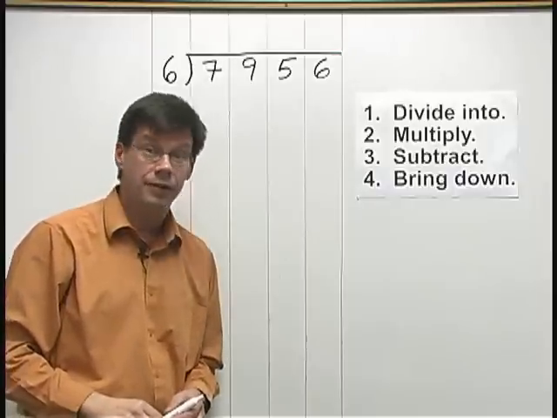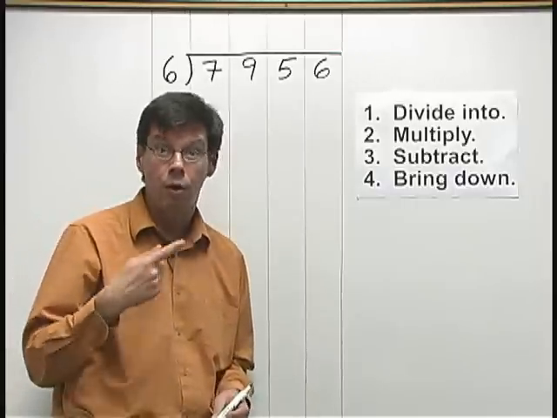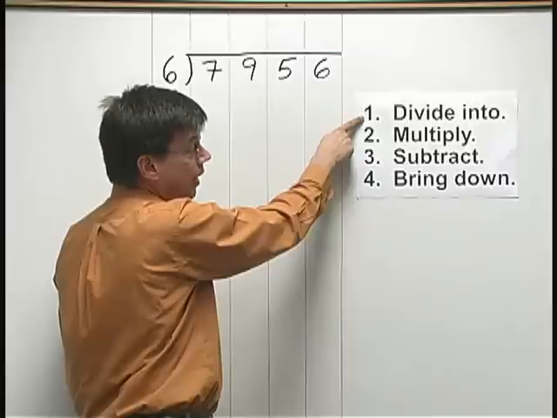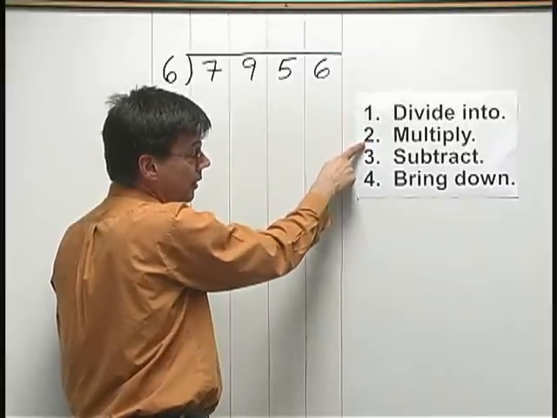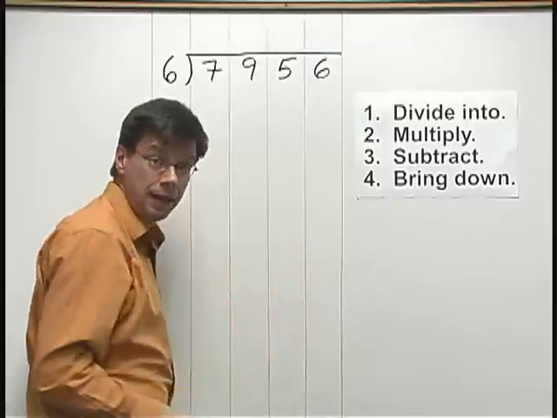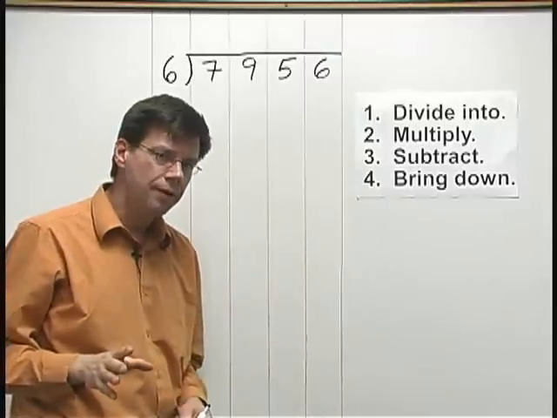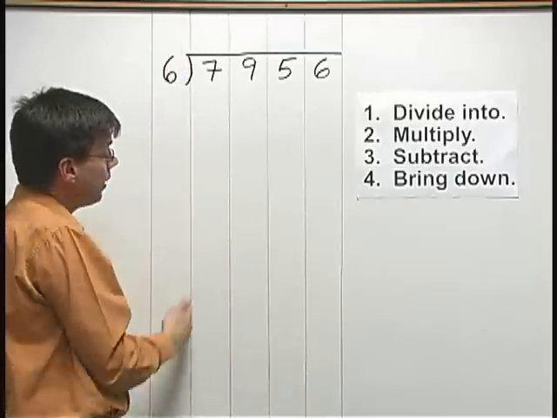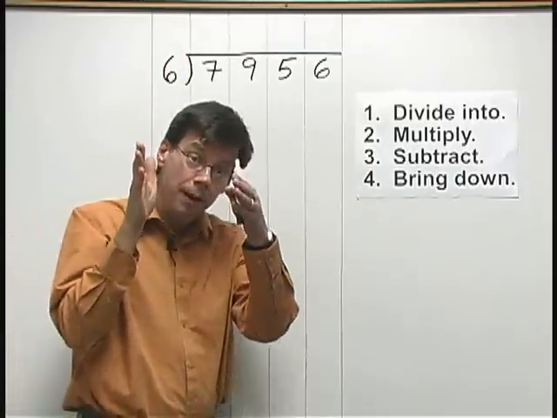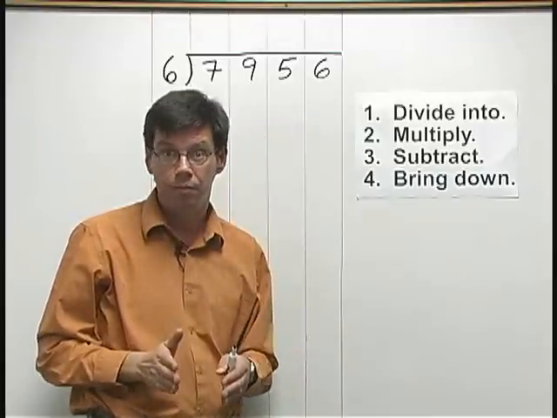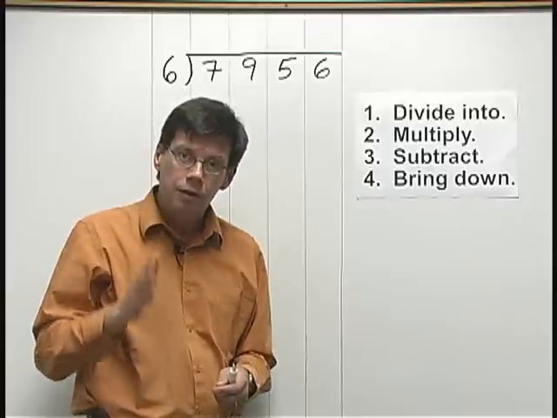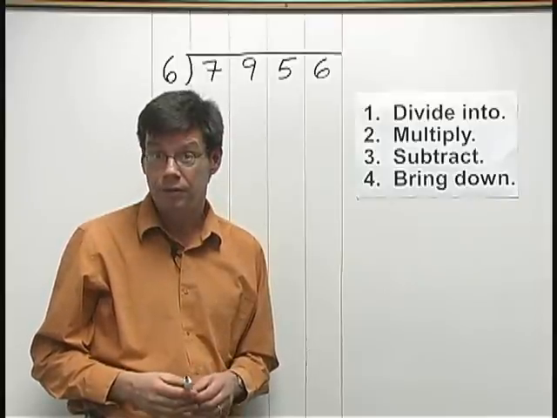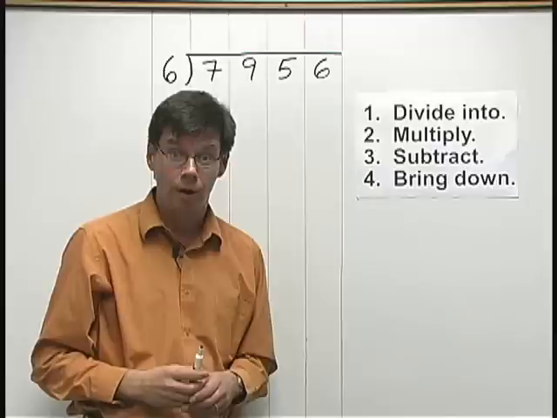Long division involves a series of four steps that we repeat over and over again. I call those four steps divide into, multiply, subtract, and bring down. And before we start this problem, I want you to know that I've drawn some lines on the whiteboard here to help me keep my columns lined up as I go through the long division process. You might want to draw some lines also on your paper to help you keep your columns lined up when you do problems on your own.